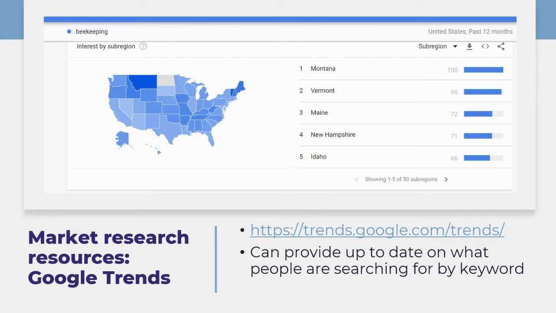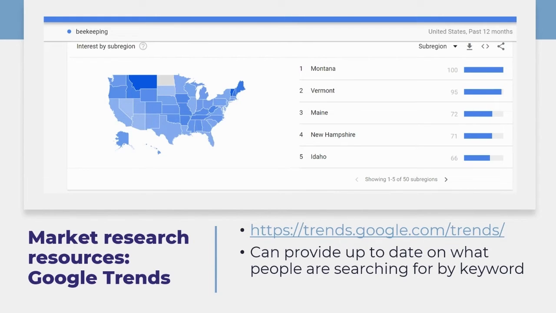As it says there, it can provide up-to-date information on what people are searching for by keyword. So to keep in line with this class, I just did a short screenshot here for an example. I searched beekeeping in the United States. And once I did that search, it pulls up this map and I can click into each individual state and see what people are searching for. What are people interested in? What area are they interested in beekeeping specifically?